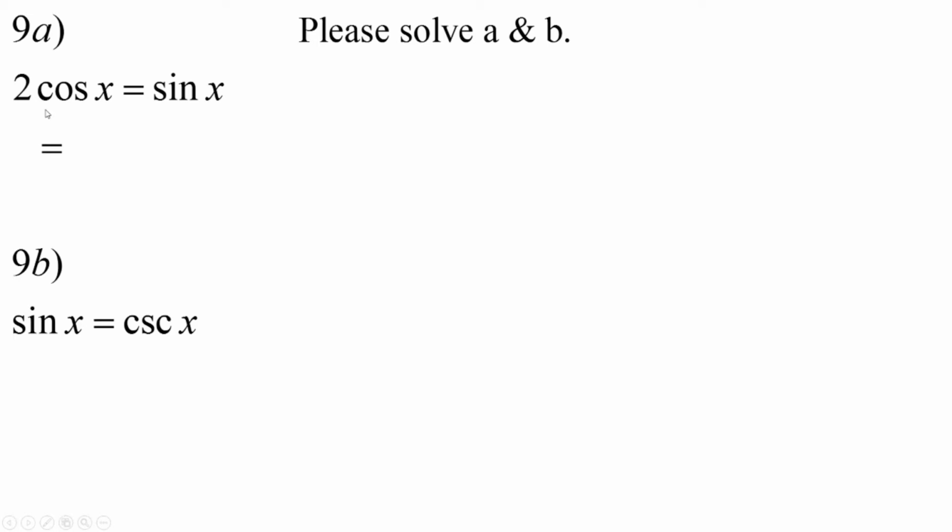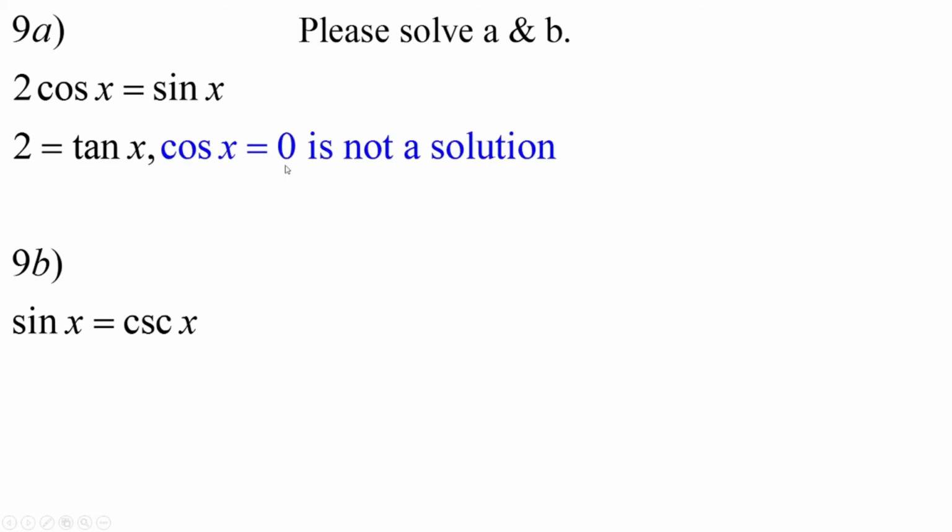If I divide the left-hand side by cosine, I'm going to get a 2. And the right-hand side, sine divided by cosine, well, sine over cosine is tangent. So 2 equals tangent of x. And we could do that because cosine of x equals 0 cannot be a solution to this equation. So now I just have to solve 2 equals tangent of x, which means I'm going to inverse tangent both sides. So x is approximately inverse tangent of 2. The angle whose tangent is 2.